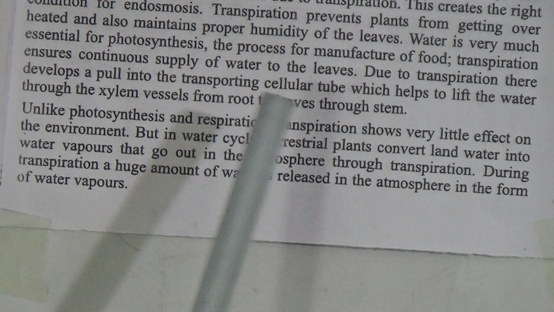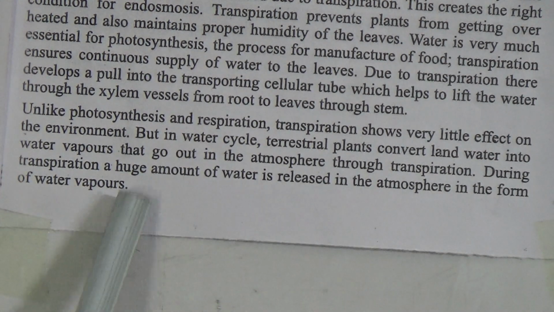Unlike photosynthesis and respiration, transpiration shows very little effect on the environment, but in the water cycle, terrestrial plants convert land water into water vapor that goes out into the atmosphere through transpiration. During transpiration, a huge amount of water is released in the atmosphere in the form of water vapors.